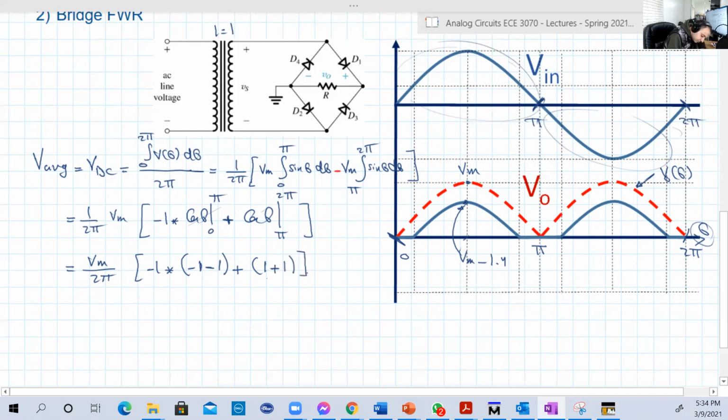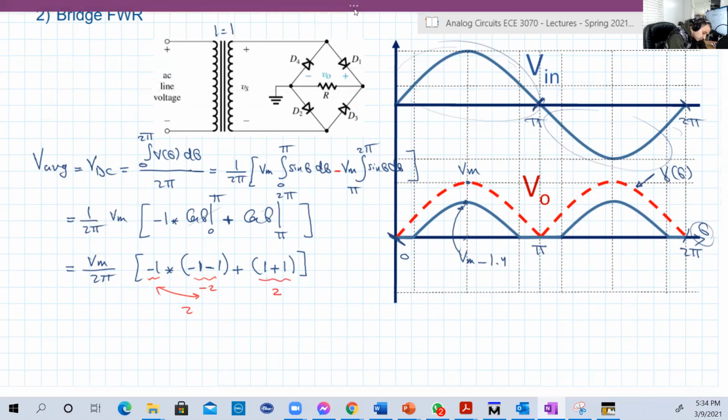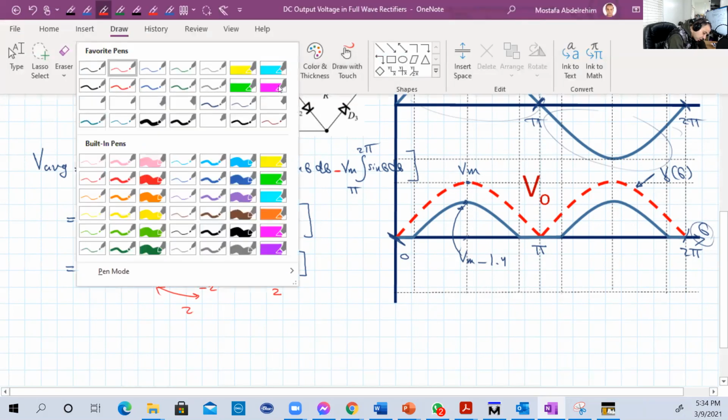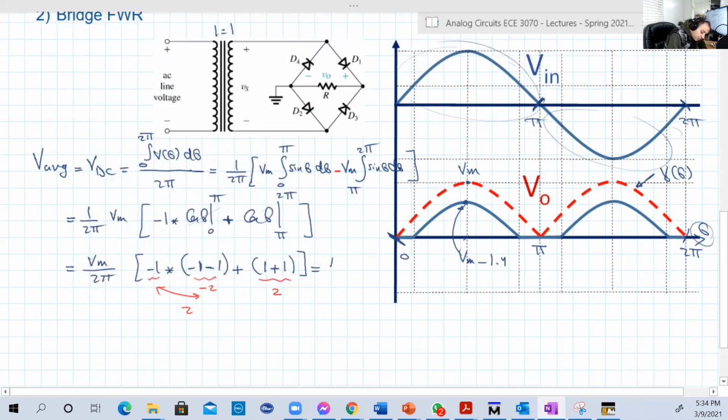Let's again simplify this with red. This is minus 2, and here we have minus 1, so these together give 2, I'm sorry, 2, because minus 1 multiplied by minus 2. And this is 2, so this is basically 4. Let's go back to our normal color. So this is equal to V max over 2 pi multiplied by 4. The 2 will go into 4 and give you 2, so this is 2 V max over pi.